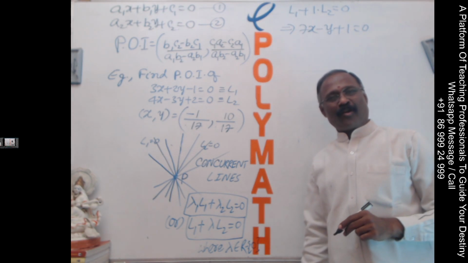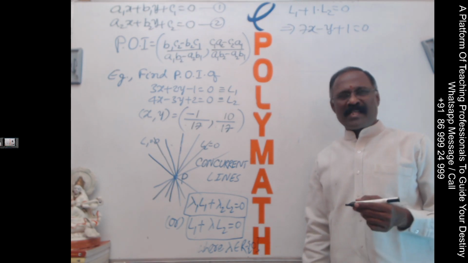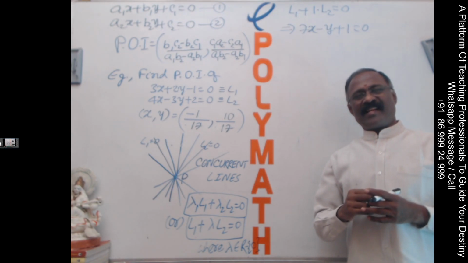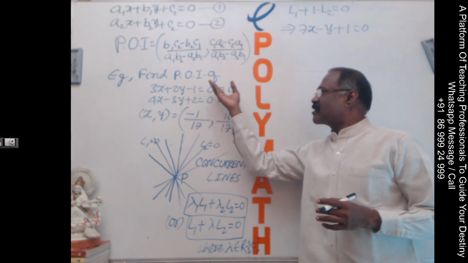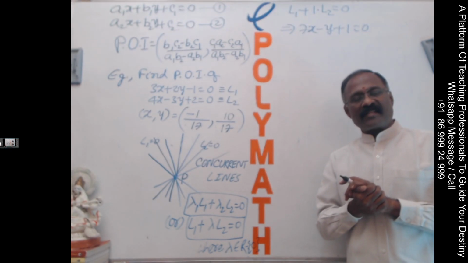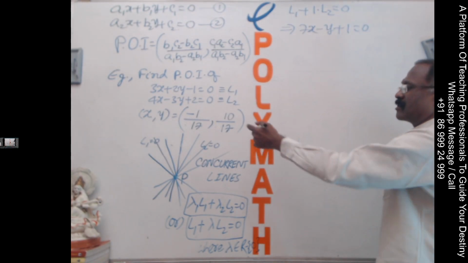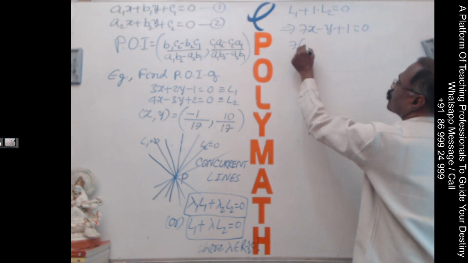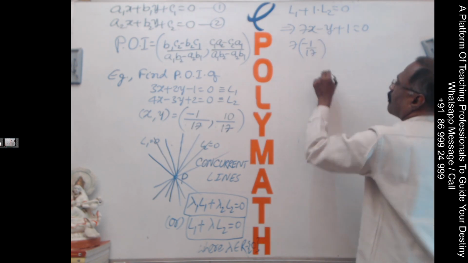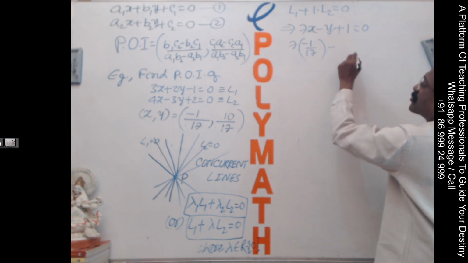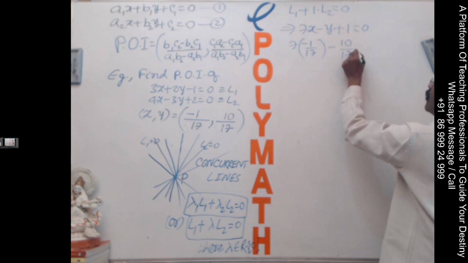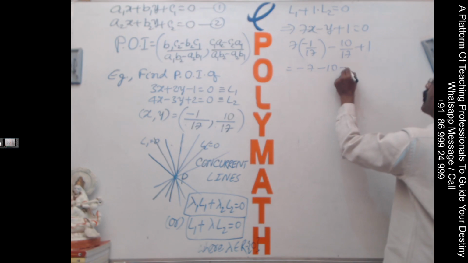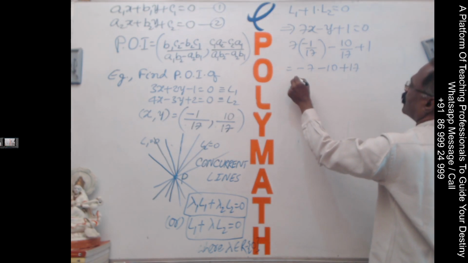What is the commonality of these three lines? All these three lines must pass through the point of intersection of these two. Let us check. This is the point of intersection. So it is 7 into minus 1 by 17 minus 10 by 17 plus 1, which is minus 7 minus 10 plus 17 equal to 0. Just check it out.